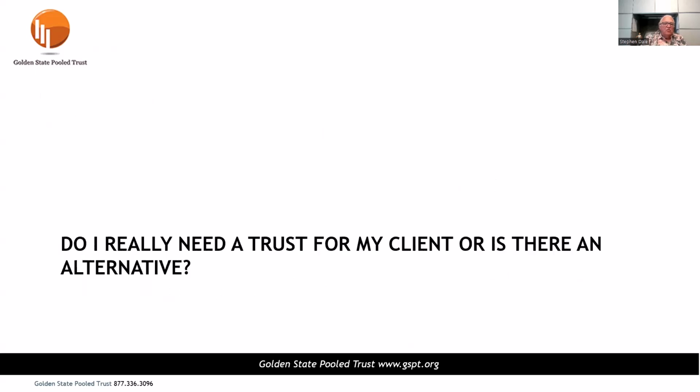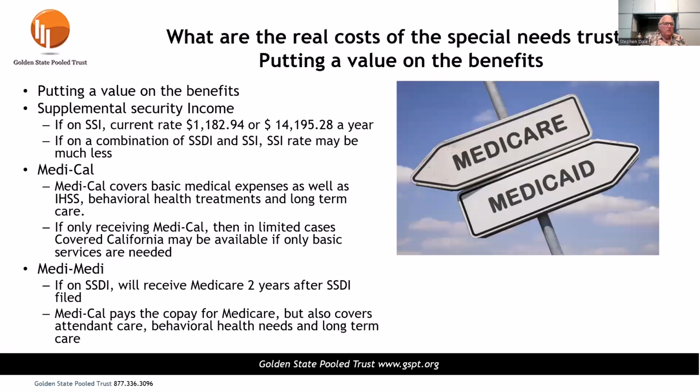Do I really need a trust for my client, or is there an alternative? Well, part of this here is we need to put a value on the benefits. Once again, and I covered this a lot in part one, currently in California, the SSI rate for a single individual is $1,192.94. We're talking $14,000 a year. Now, it's not like that's not a consequential amount of money here. But in a case like that, I think that we've had a knee-jerk reaction for years and years and years. We've got to preserve that SSI.